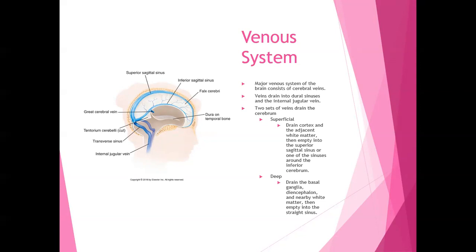So two sets of veins drain the cerebrum, a superficial set and a deep set. And I'm not going to expect you to know specifically what areas are drained, but you could probably figure it out. So superficial and deep, and it drains it back into the vein system and returns it to the heart to go to the lungs and get oxygenated and go back up to the brain. So it's just like the rest of the circulatory system, it keeps circulating around.